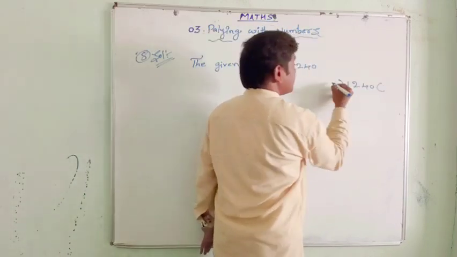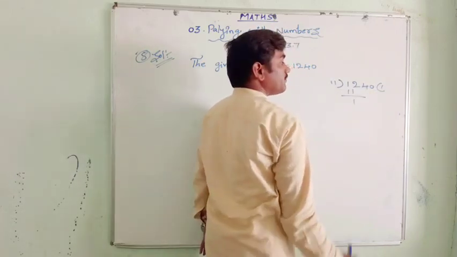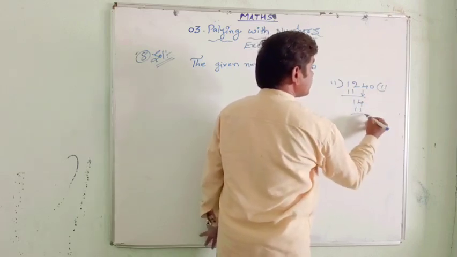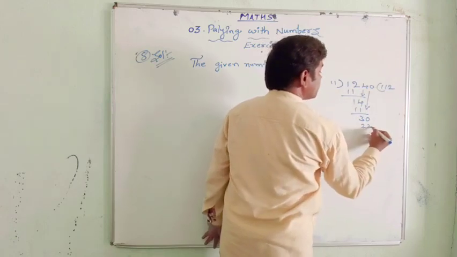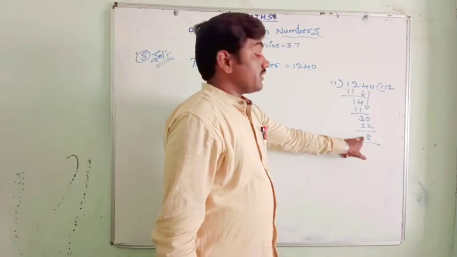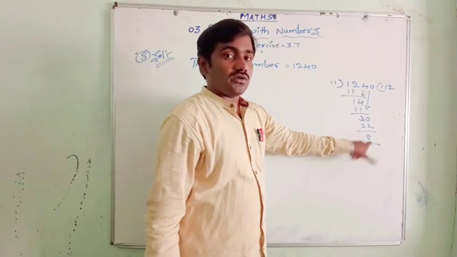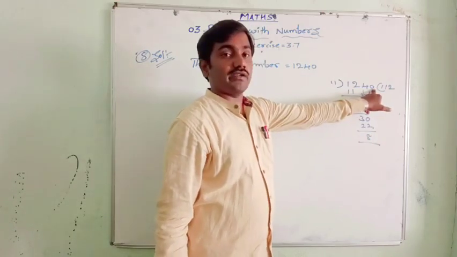1240 by 11. 11 ones are 11 here, you get the 1, and here 4. Again 11 ones are 11, you get 3. 30 here. 11 twos are 22, so you get 8. The 8 you got is the remainder. If we get the remainder 0, it is exactly divisible. But we got 8. So that 8 you subtract from here.